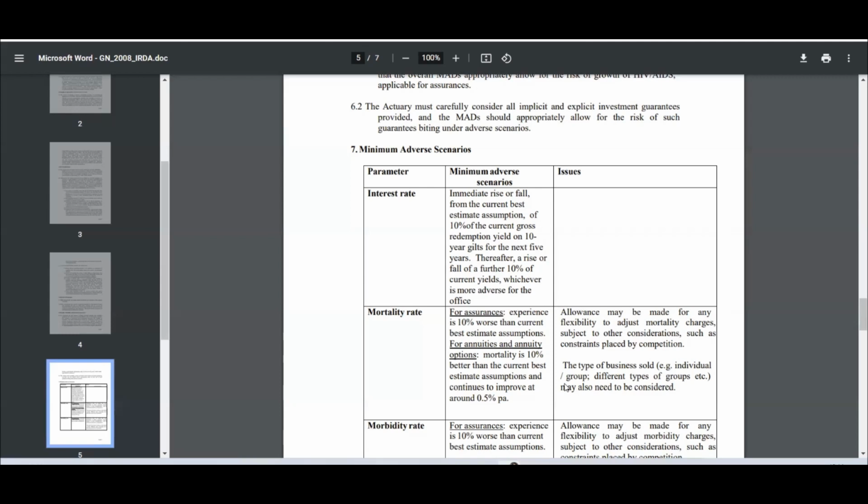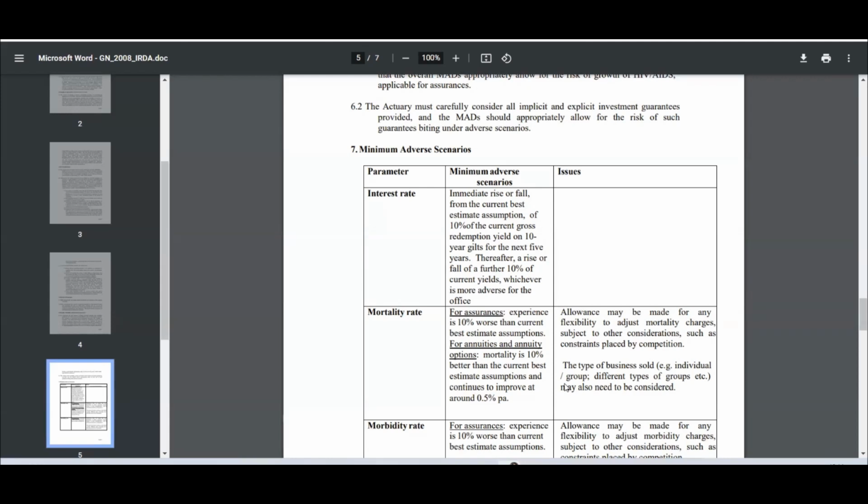For mortality, there will be two types of assumptions: assurance and annuities. For assurance, there will be a 10% increase in the best estimate mortality assumption. And for annuities, there will be a 10% decrease, or 10% improvement, in the best estimate mortality assumption, which is improving at a rate of 0.5% per annum. And in this case, we have to consider the type of business, whether it's individual business or group business, the type of group business should be considered. Also, if there is any discretion related to charges, for example, discretion related to moderate charges in multi fund, subject to the constraint placed by the competition, needs to be considered.